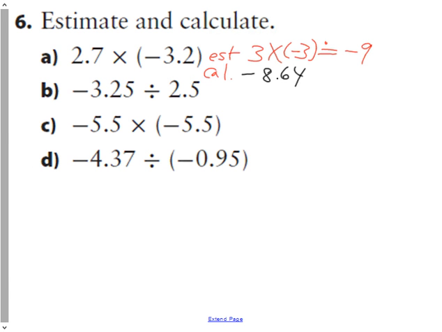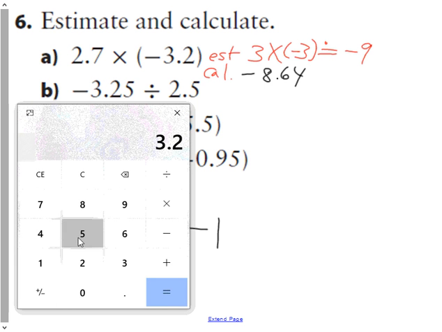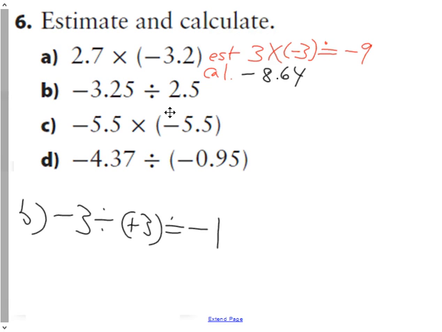Going real quick with the rest of them, D, we're going to use negative 3 divided by positive 3. And we're going to say our estimation is approximately equal to negative 1. Our calculation, if we take our calculator here, 3.25 divided by 2.5 equals 1.3. So our calculation is going to be negative 1.3.